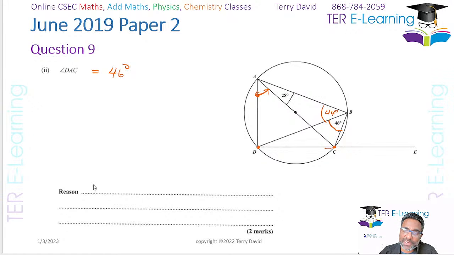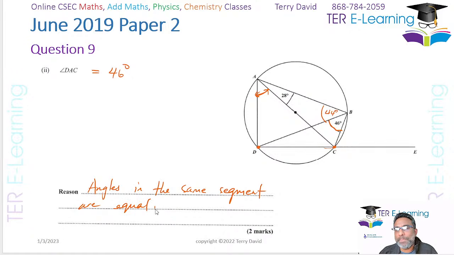And the reason that we're going to give them is angles in the same segment are equal. Right?